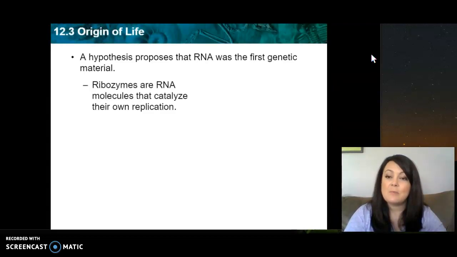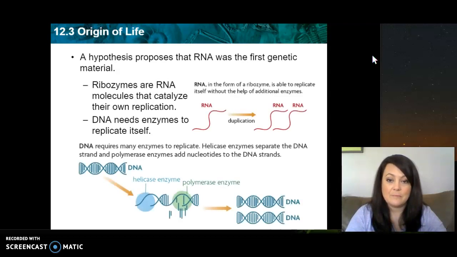A hypothesis proposes that RNA was the first genetic material. Ribozymes are RNA molecules that catalyze their own replication. DNA needs enzymes to replicate itself. So it seems that RNA should have come before the DNA itself.